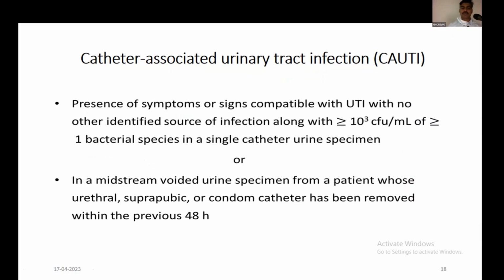CAUTI is defined as the presence of symptoms or signs compatible with UTI with no other identified source of infection, along with a colony forming unit count of more than 10 raised to 3. Or it can be defined as in a midstream voided urine specimen from a patient whose urethral, suprapubic or condom catheter has been removed within the last 48 hours.